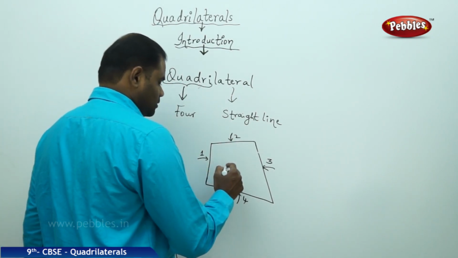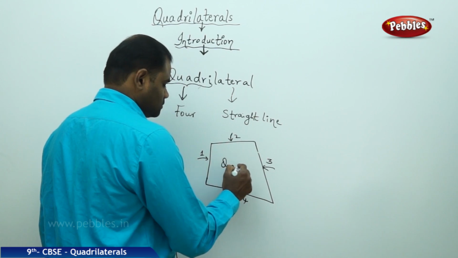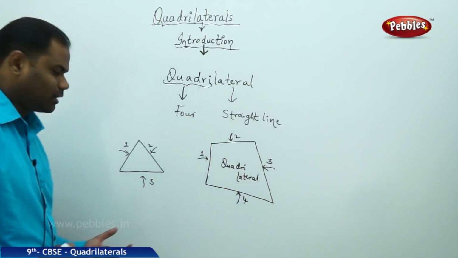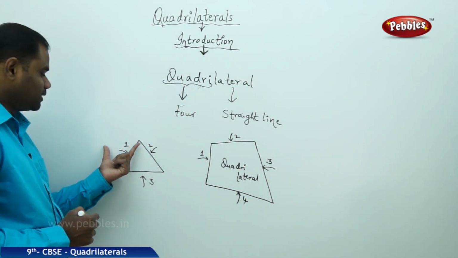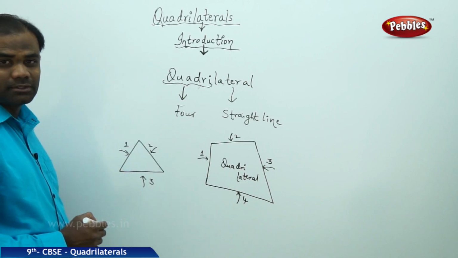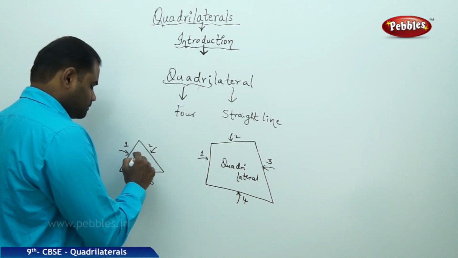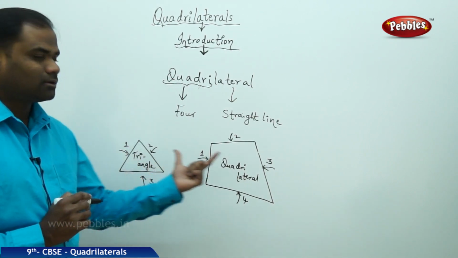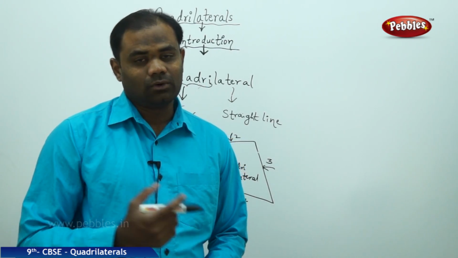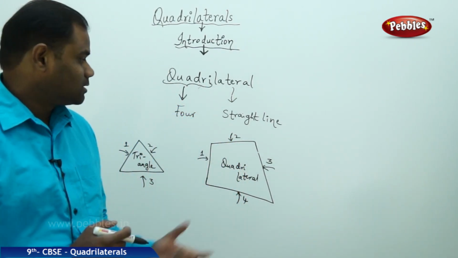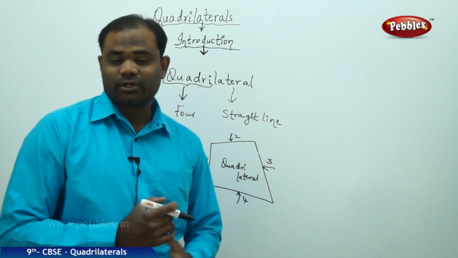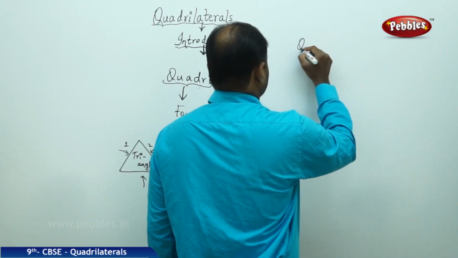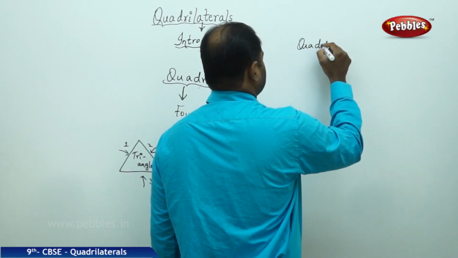So here this is called a quadrilateral. And of course, a closed region formed by three lines is called a triangle. Triangle and quadrilateral are named by the number of sides, or the number of straight lines which join to form a closed figure. Therefore, I define a quadrilateral.